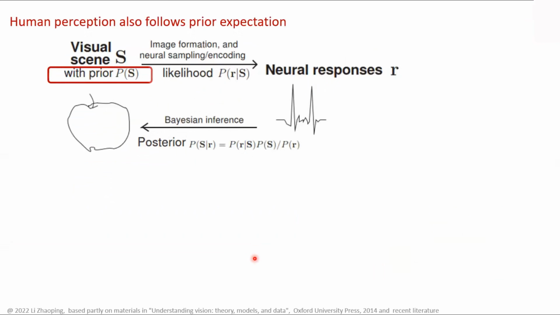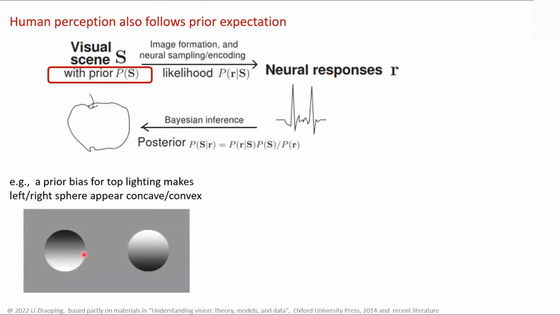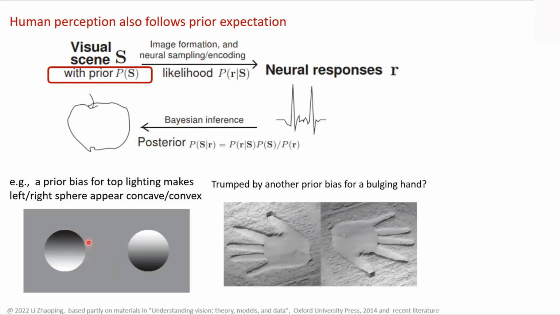And you can see, do humans follow priors? Yes, they do. We have all these kinds of things. For instance, you can see that this is a bulging convex thing, and there's a concave thing here because you have a prior to think the light comes from the top. And of course, you can trump that prior by knowing the hand is always bulging, regardless of whether the light comes from top or bottom.